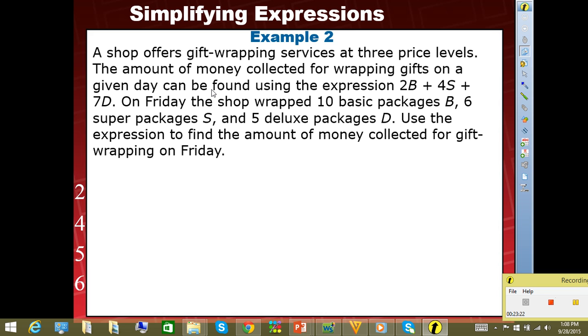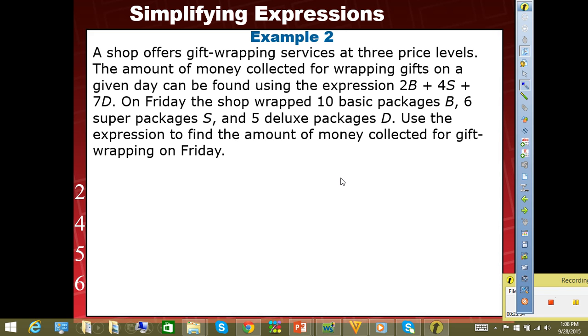Once again, a shop offers gift wrapping services at 3 price levels. The amount of money collected for wrapping gifts on a given day can be found using the expression 2B plus 4S plus 7D. On Friday, the shop wrapped 10 basic packages B, 6 super packages S, and 5 deluxe packages D. Use the expression to find the amount of money collected for gift wrapping on Friday.